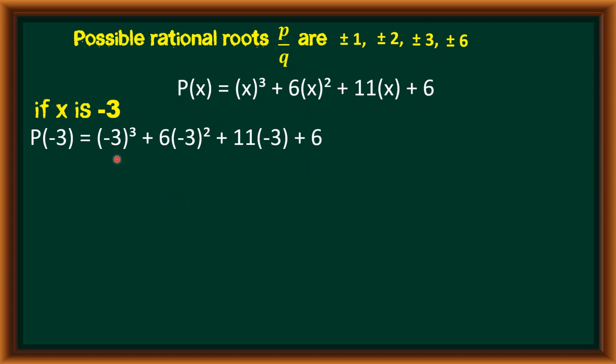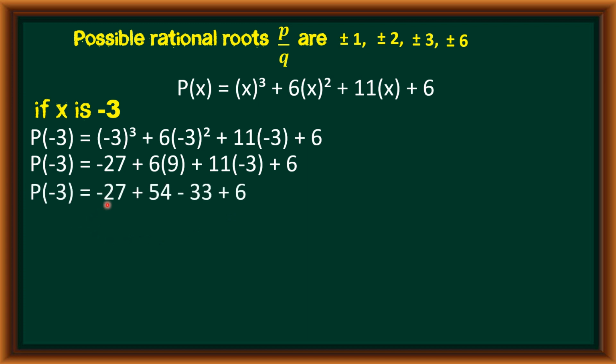So, negative 3 cube is negative 27. Negative 3 square is positive 9. P of negative 3 is negative 27, 6 times 9 is 54, 11 times negative 3 is negative 33 plus 6. When we simplify, 0. Check natin. Negative 33 and negative 27, that's negative 60. And then 54 and 6 is 60. So 60 minus 60 is 0. So yung isang hinahanap nating factor, tatlong factor yon, ay x plus 3 pala.